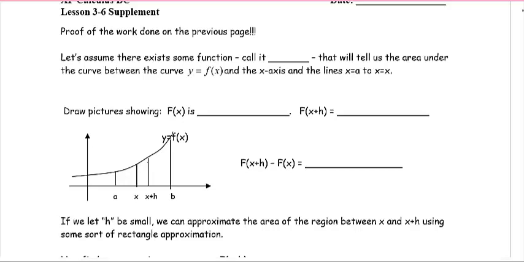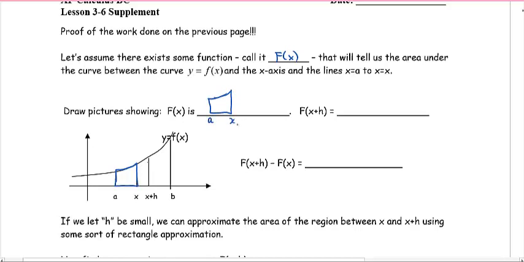Okay? And so to prove this, I want us to assume that there's some function, which I will call capital F of x, such that it will tell us the area under the curve between y equals f of x and the lines x equals a and x equals x. Now if you think about what I mean by that, it's this picture here. So capital F of x goes from a to x. So notice this capital F of x would be this region here, a to x. Okay, I'm going to draw it here again, just so you can see it, a to x.